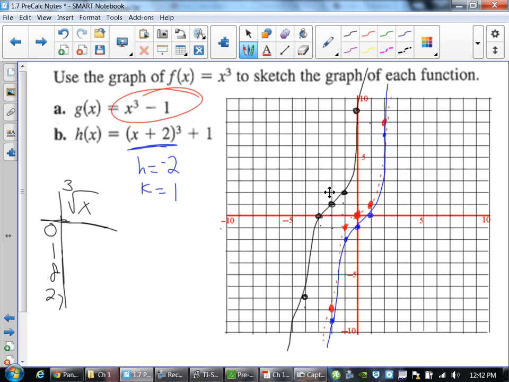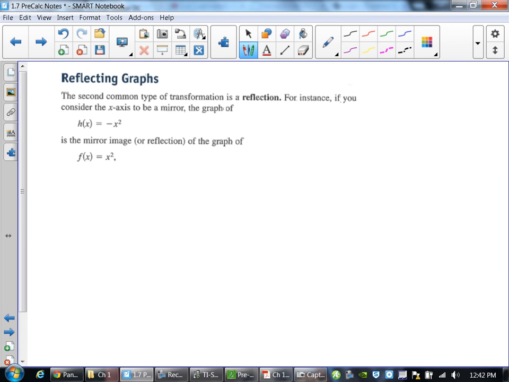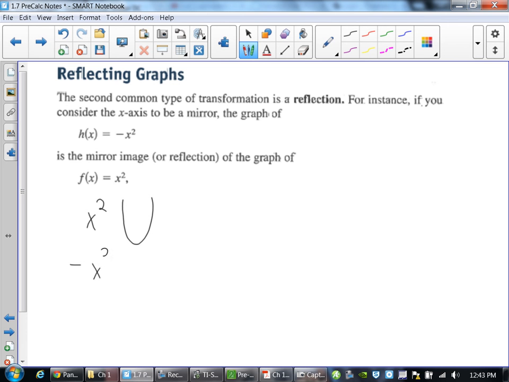Let's try it out here. Reflecting. Reflection is basically when the A value in front is negative. It just goes the other way. That's it. So if your x squared parabola is up like a cup, what is the negative x squared parabola? Down like a frown.